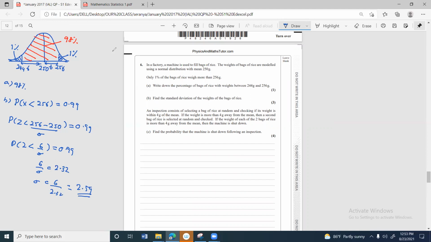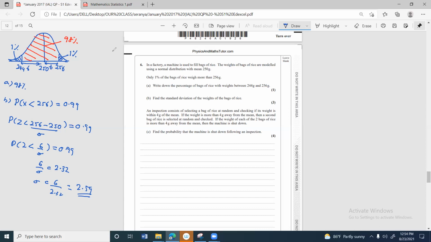Okay. Then when you come to the next part of the question: the inspection consists of selecting a bag of rice at random and checking if its weight is within 4 grams of the mean. If the weight is more than 4 grams away from the mean, then a second bag of rice is selected at random and checked. If each of the 2 bags of rice is more than 4 grams away from the mean, then the machine is shut down. Find the probability that the machine is shut down following an inspection.